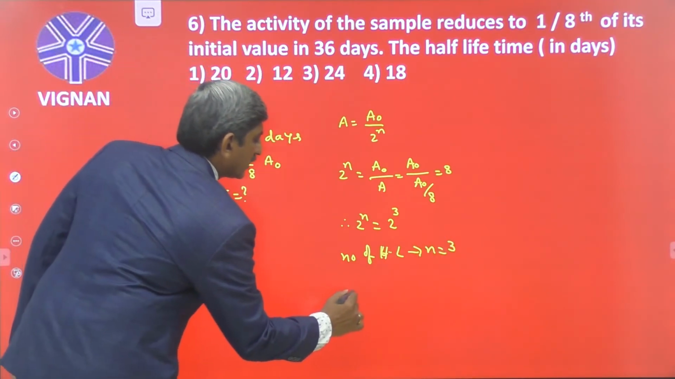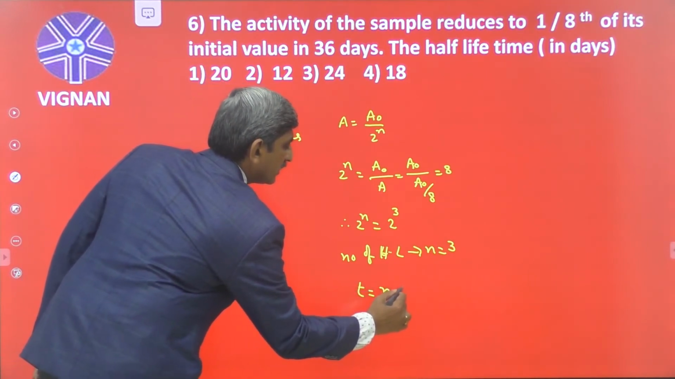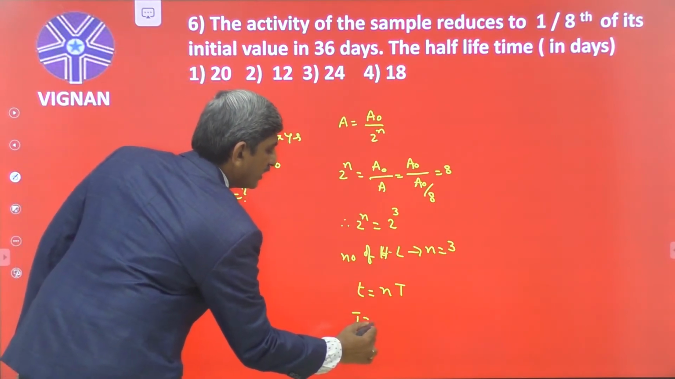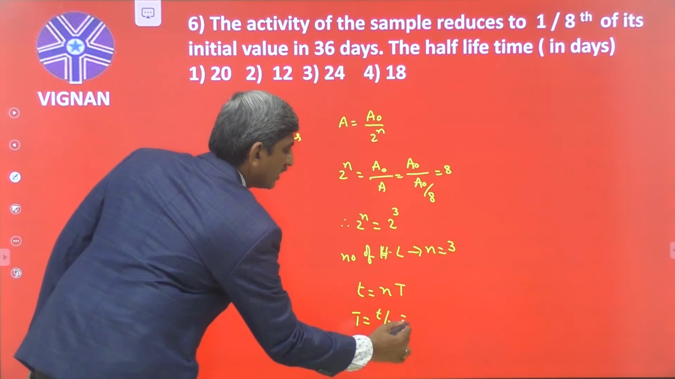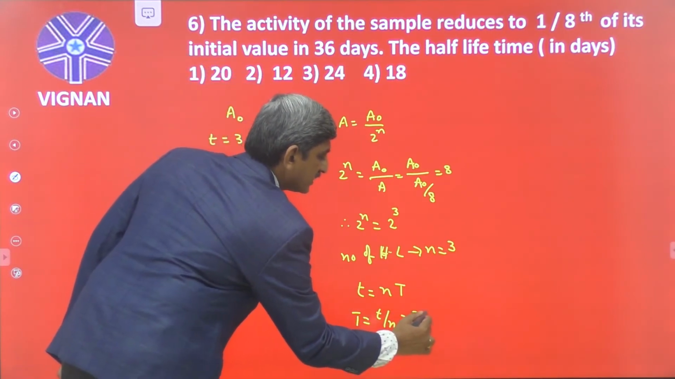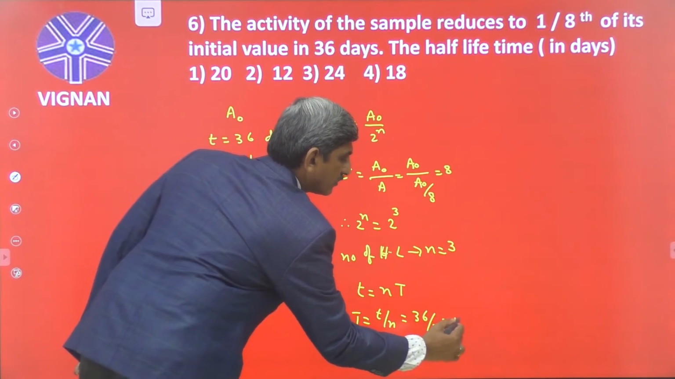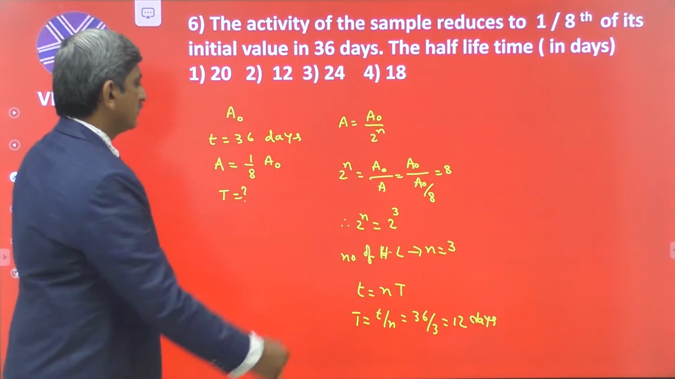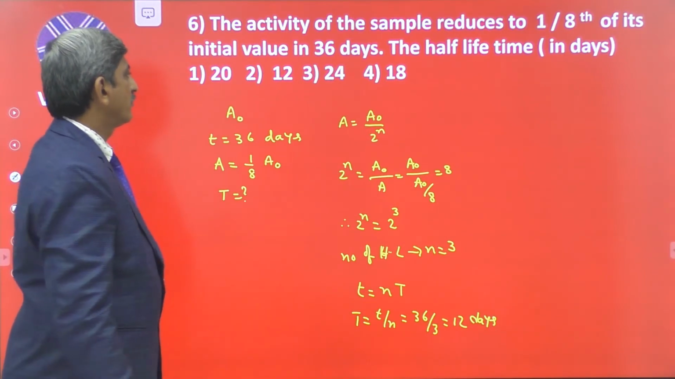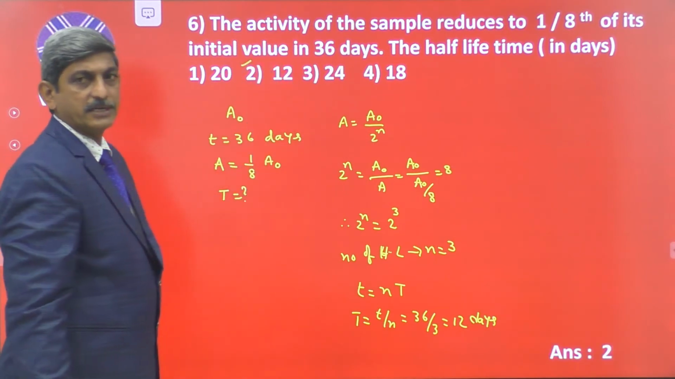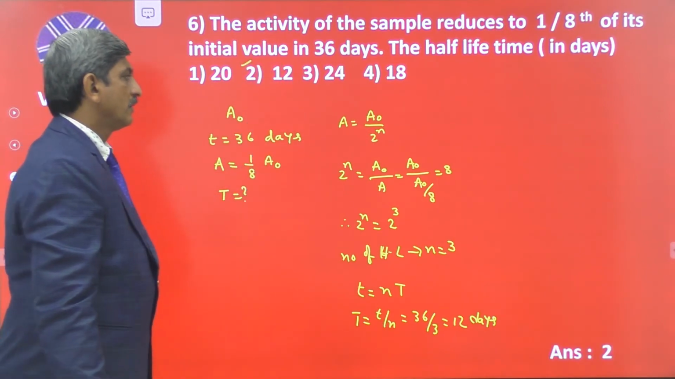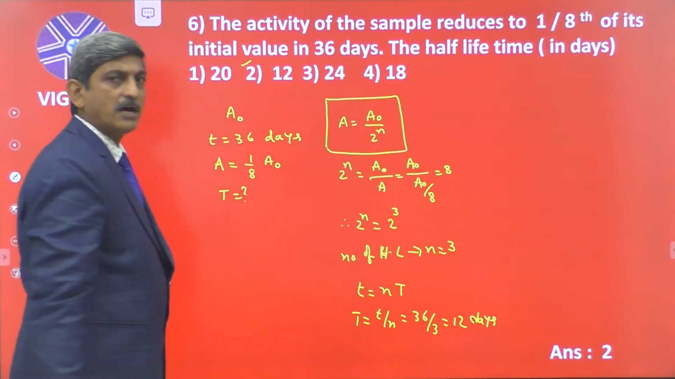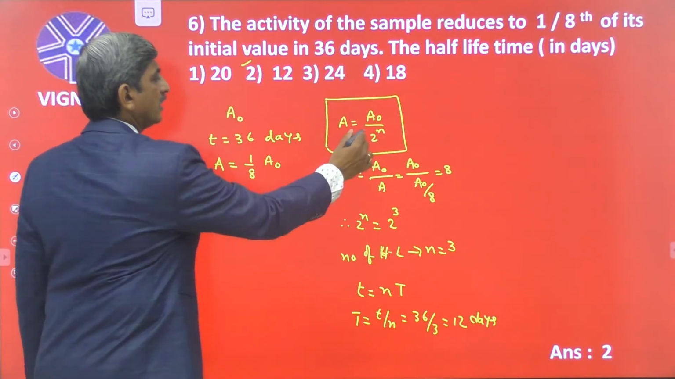We know that the total time t is equal to n times the half-life time. From this, the half-lifetime T is equal to t by n, that is equal to 36 divided by 3, that is equal to 12 days. Now, the answer is 12 days. So, option 2 is the right answer. Here, I use the formula: the activity of the sample after n half-lives is A is equal to A naught by 2 power n.